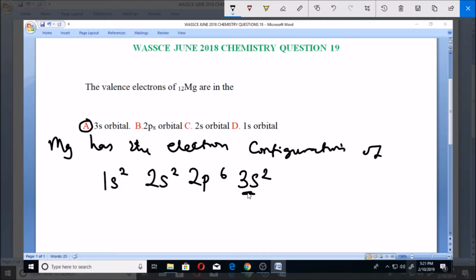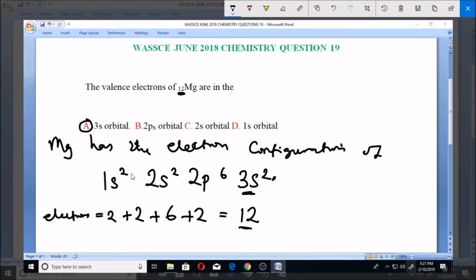The valence orbital is the 3s, and the two valence electrons are in the 3s. So if you add up these electrons, in the 1s we have 2, plus here we also have 2, plus here we have 6, plus here we have 2. So you're going to have 2 plus 2, 4, 4 plus 6, 10, 10 plus 2, 12. And you see that the number of electrons, which is the atomic number as indicated here, is 12.